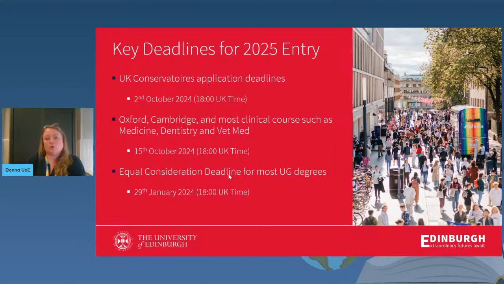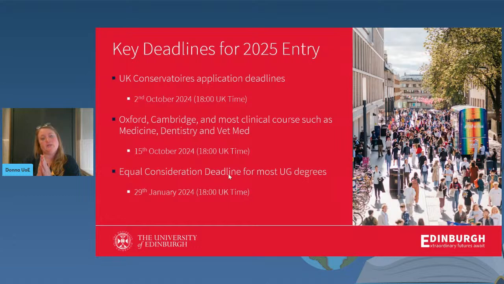For most other courses, the deadline is the equal consideration deadline of the 29th of January. So that actually should say 2025. So the 29th of January 2025, that's my mistake. The equal consideration deadline means that everybody that applies up to that deadline has to be considered for that degree.